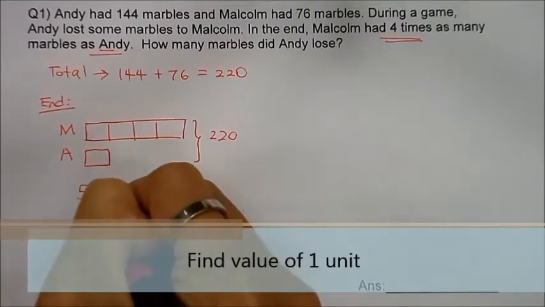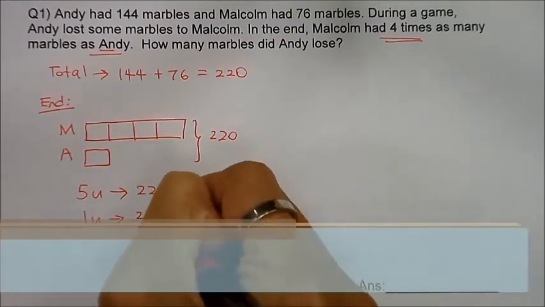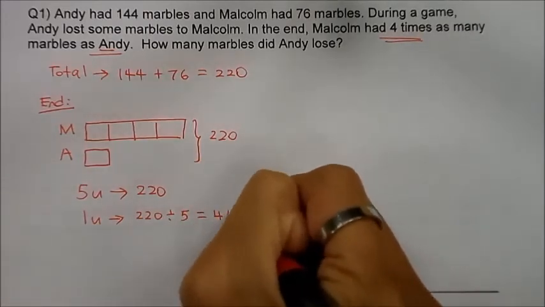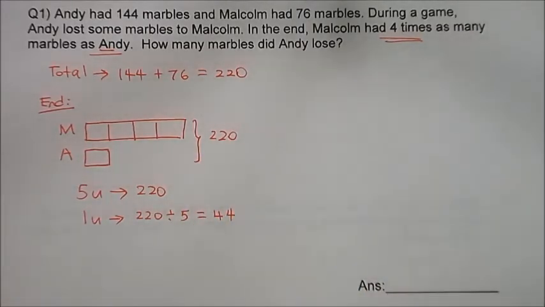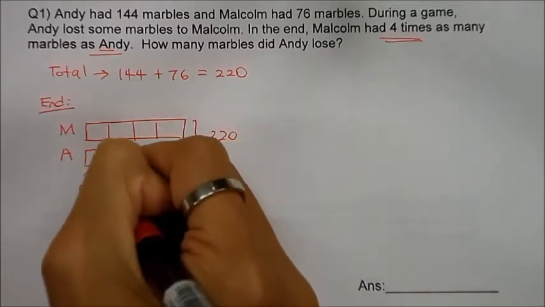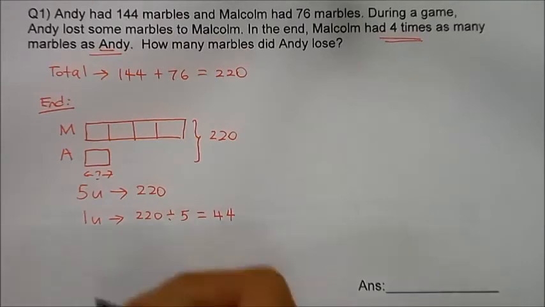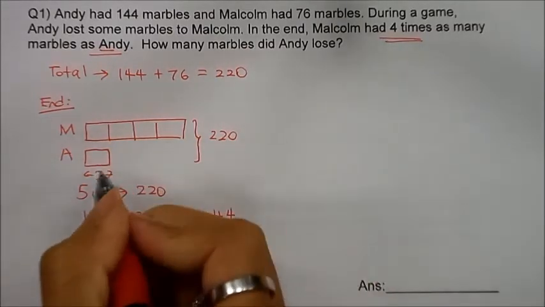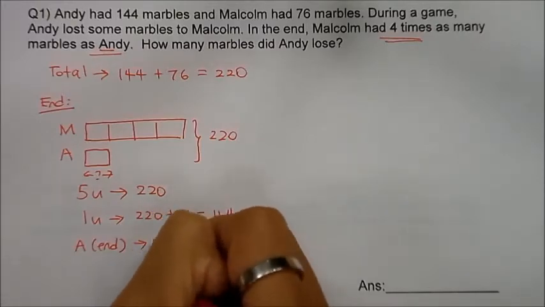After that, we try to find the 1 unit first, which is 220 divided by 5, and we get answer 44. Now we look at the question is, how many marbles did Andy lose? So we need to find at the end, Andy has how many marbles first? So Andy is only 1 unit, so it's actually 44 marbles.